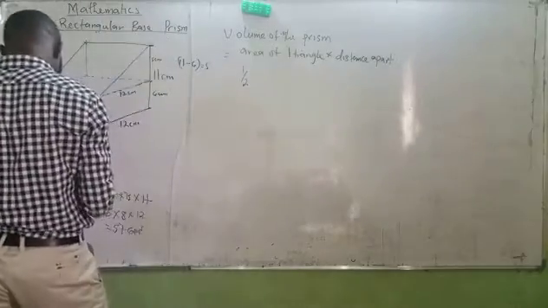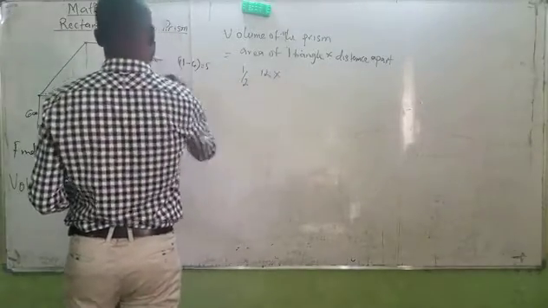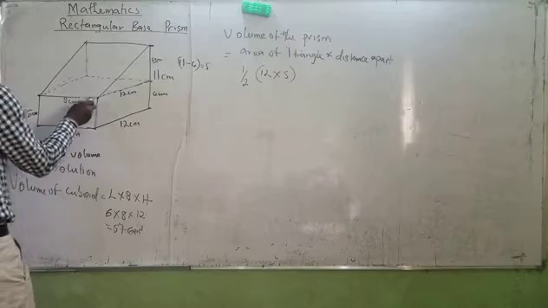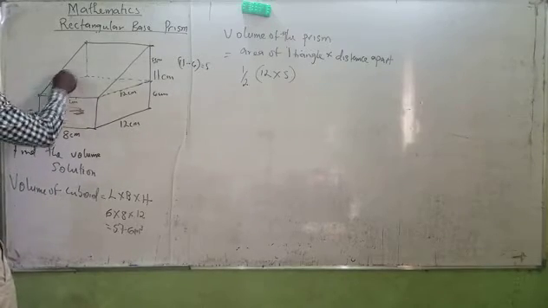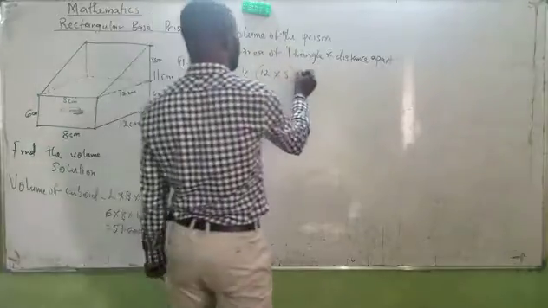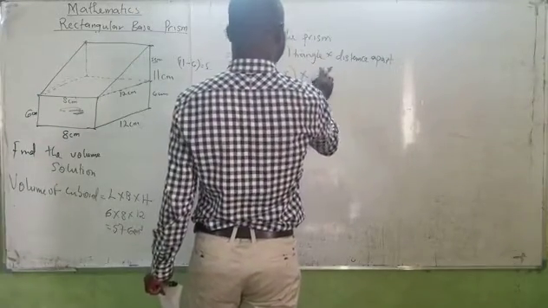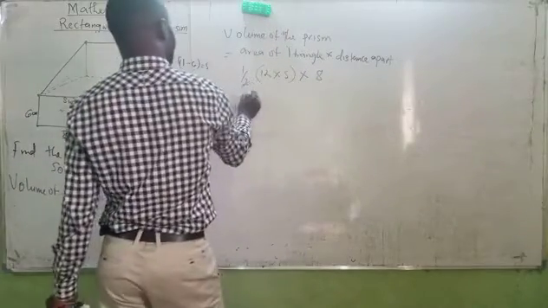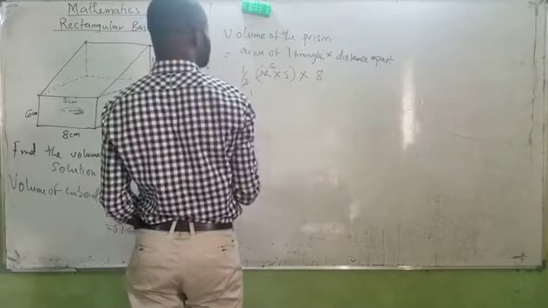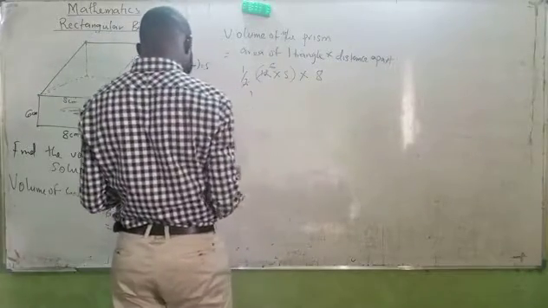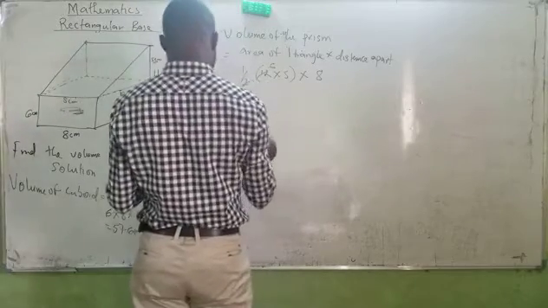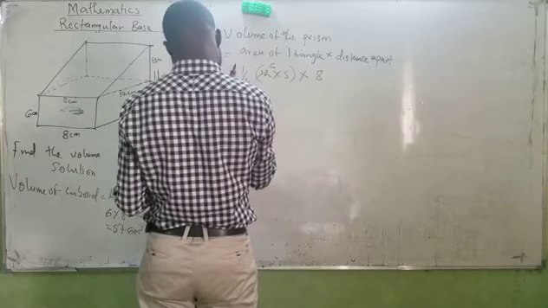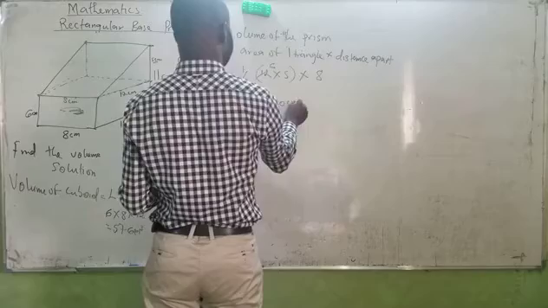My base will be 12, multiplied by the height. The height will be 8, from here to here is the height, multiplied by the distance apart, which will be 8 centimeter. Now, 1 over 2 times 12 is 6, and 6 times 8 times 5, which I'll be having 240. Yes, it will be 240 centimeter cube.